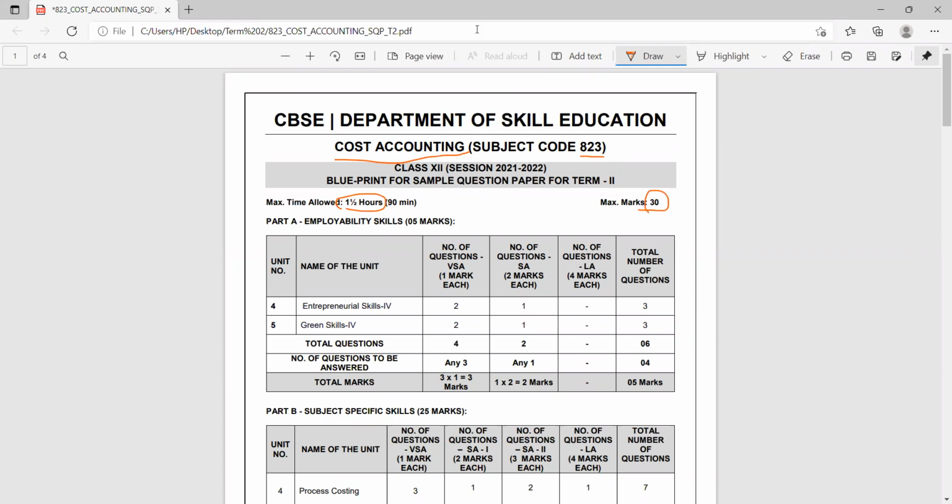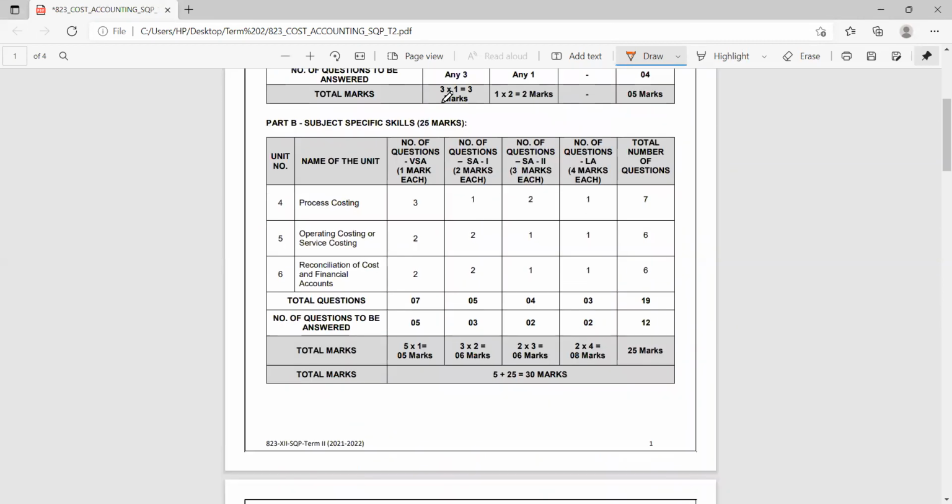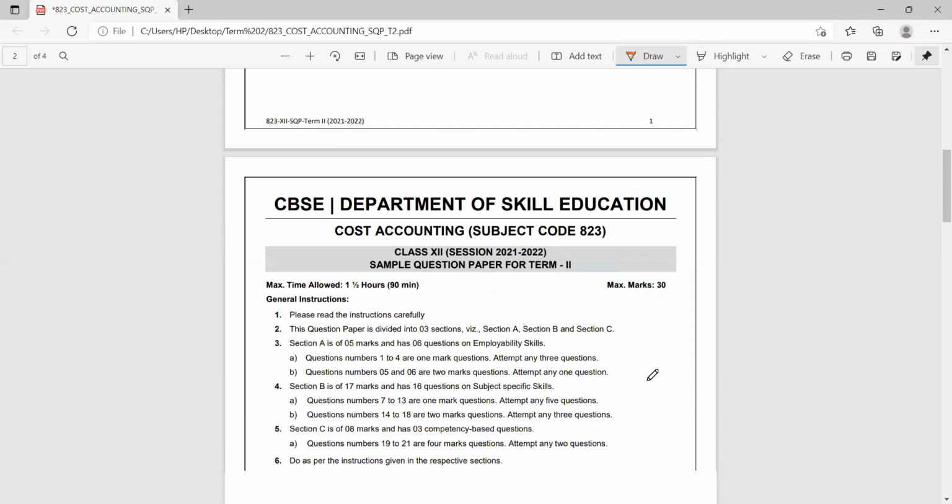Now this particular paper is divided into two parts. Part A is employability skills, that is for 5 marks, and it has two chapters, entrepreneurial skills and green skills. And part B is subject specific skills, that is for 25 marks. In this part, you have 3 chapters: process costing, operating costing or service costing, and the third one is reconciliation of cost and financial accounts. Therefore, 25 marks. Now let's see how the questions are placed in the sample paper.